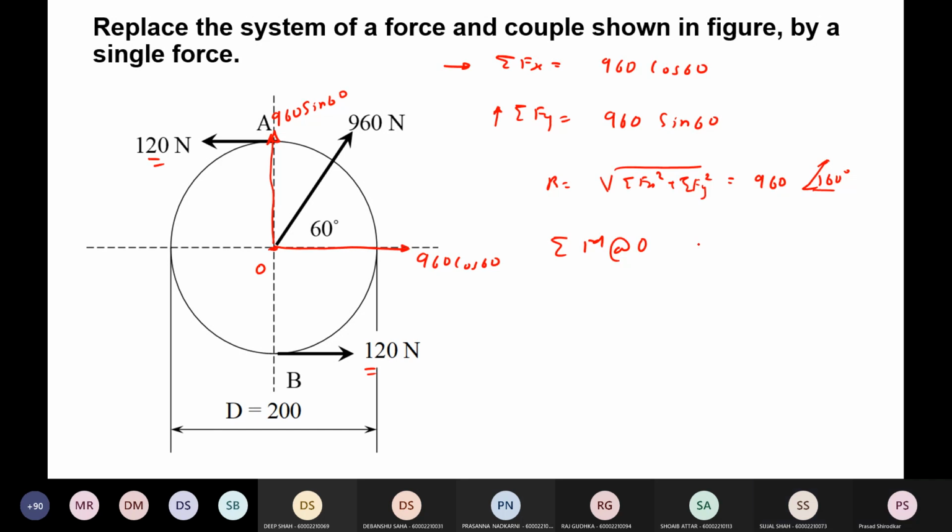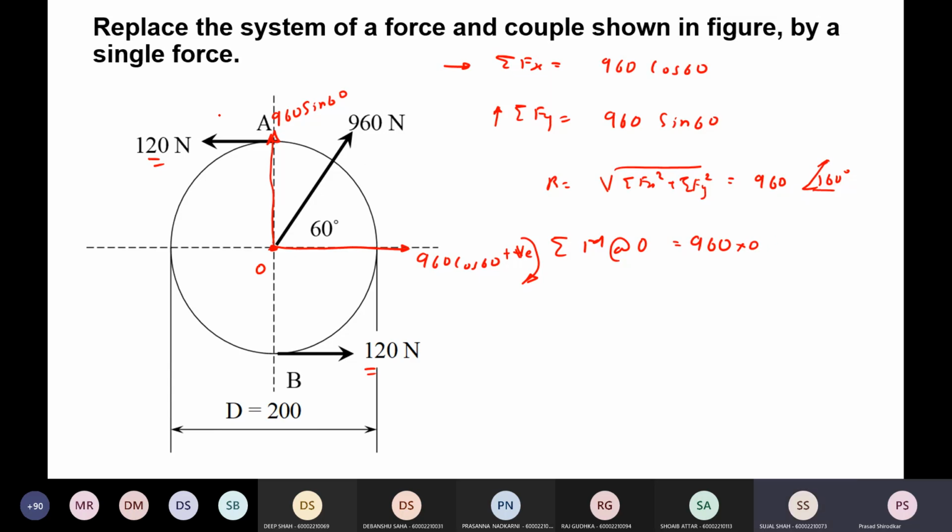So let's assume, since I have been assuming clockwise positive, I will continue to do that. So clockwise positive. The 960 is passing through 0, so the moment of that is 0. That is 960 into 0, which is 0.